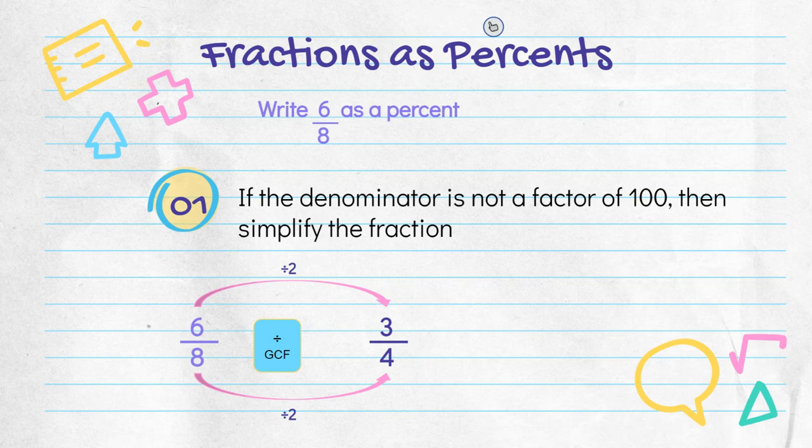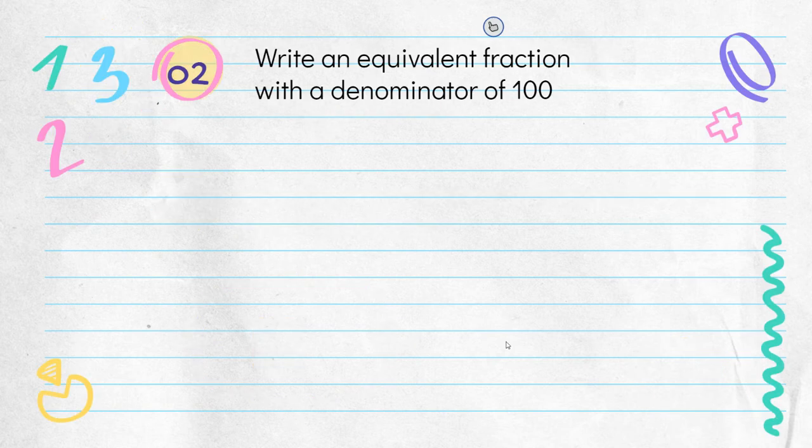Okay, all right, so then step 2 is write an equivalent fraction with a denominator of 100. Now, if we already had a fraction that had a factor of 100, we wouldn't have to simplify. But in this case, we had to simplify, and we ended up with 3/4, right? So now step 2 says all we have to do is make another fraction that has 100 as the denominator. So we have to have an equivalent fraction, and we have to go from 4 to 100.